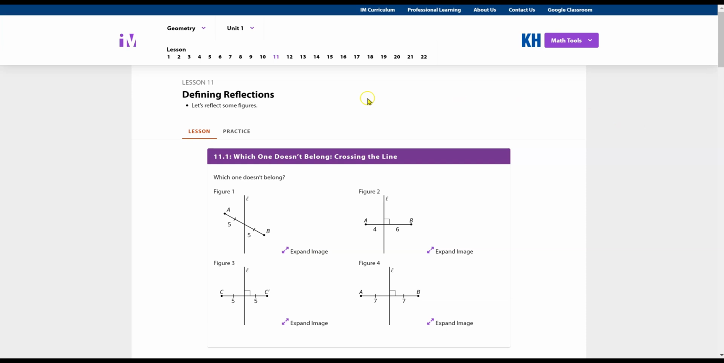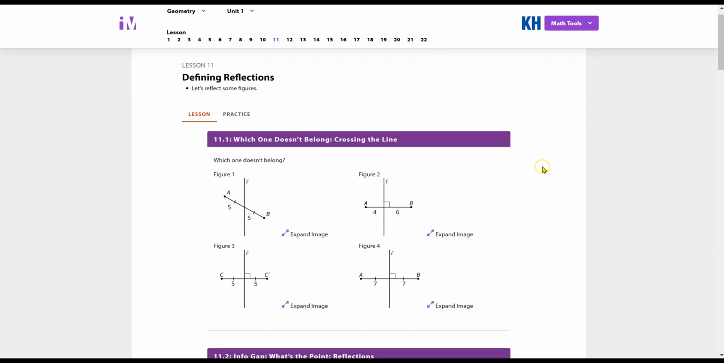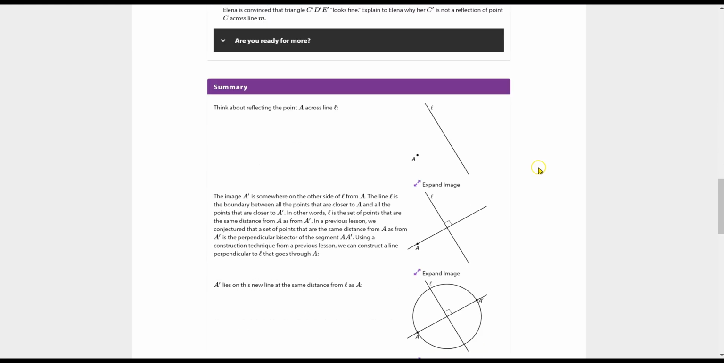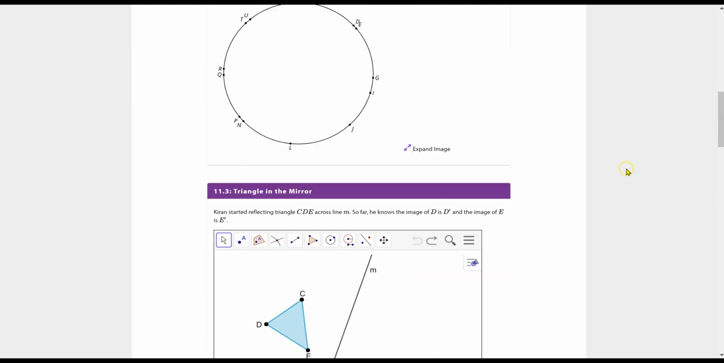So Lesson 11 looks like this, and you'll notice at the top it says Defining Reflections. Recall in the last lesson I gave you a hint, and that was to start the lesson by scrolling down to look at the summary. So you may want to read through that. I'm not going to read it for you. I'm just going to give you that reminder.